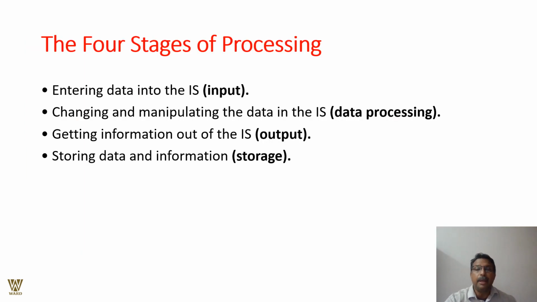accurately then and there. So there are four stages of processing. What are they? One is input, data processing, output, and storage. Four stages. Entering the data is input. Changing and manipulating the data is processing. Getting the information is your output. And storage is storing the data and information.